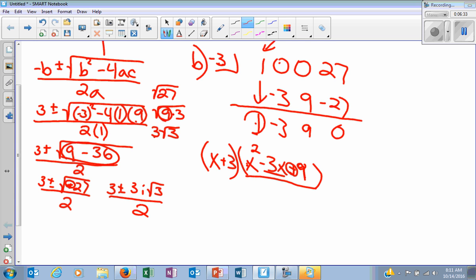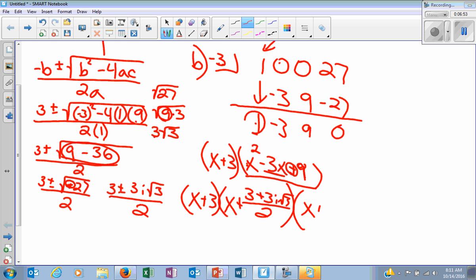And if they ask me to do this, then I would write it like this. x plus, and the first root is 3 plus 3i square root of 3 over 2, and x plus 3 minus 3i square root of 3 over 2. That would be completely factoring out.